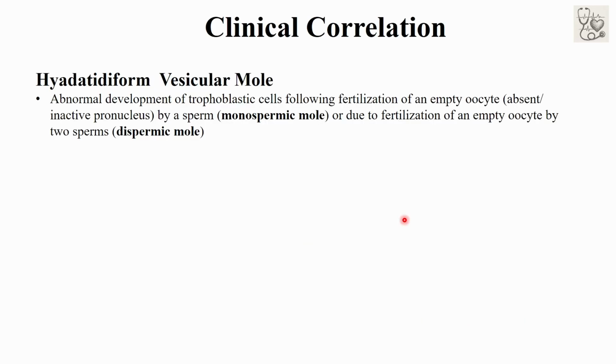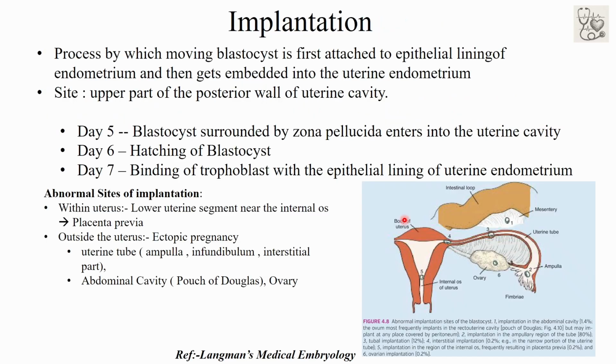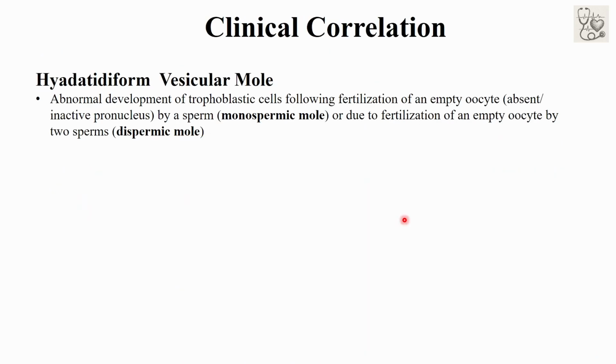Now talking about the clinical correlation, it is the hydatidiform vesicular mole. The hydatidiform mole is the abnormal development of the trophoblastic cells following fertilization of an empty oocyte. This empty oocyte is fertilized either by a single sperm, which is called a monospermic mole, or by two sperm, which is called a dispermic mole. We will be dealing with it in detail in the coming days.